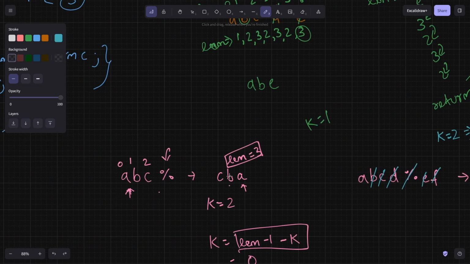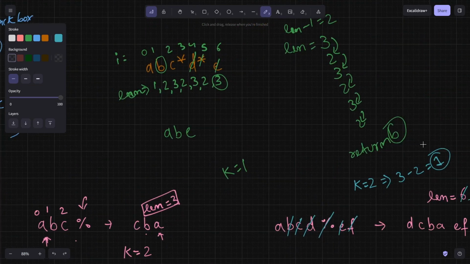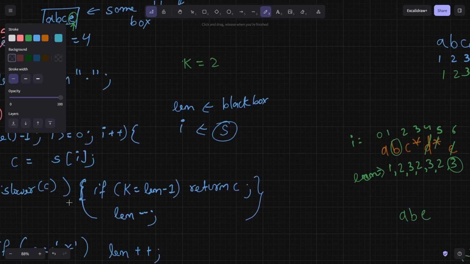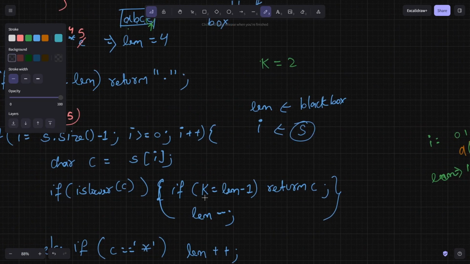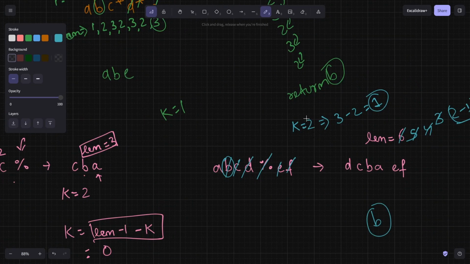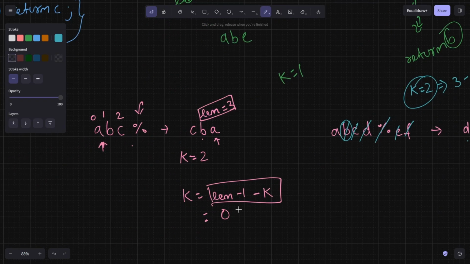it is 2. At b it is 2, and 2 minus 1 equal to 1, that is equal to k. So at b we got length minus 1 equal to k. At character b, we got length minus 1 equal to k, so we have to return b. So we got b. If we see k equal to 2, 0 1 2, here we got b. So that's how this matches. That's why this formula works.